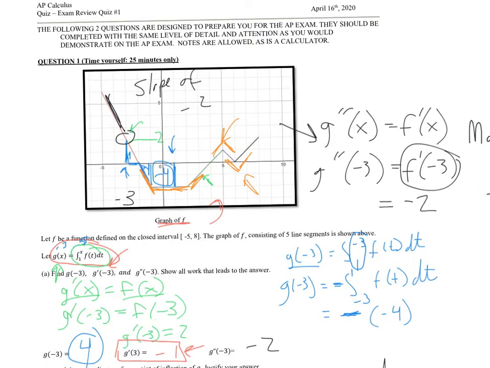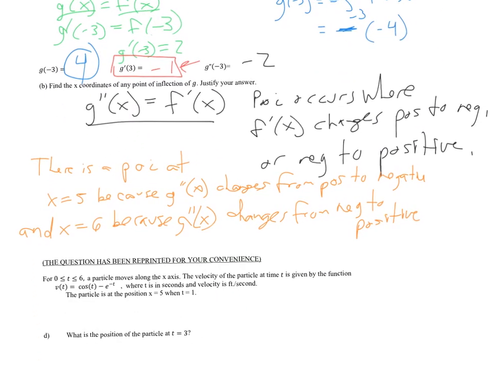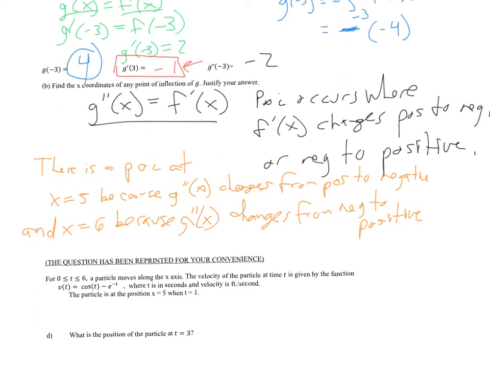So when I go down to justify my answer, I'll say there is a point of inflection at x equals 5 because g double prime of x changes from positive to negative, and there is a point of inflection at x equals 6 because g double prime changes from negative to positive. That combined with what I wrote here is enough to justify my answer.